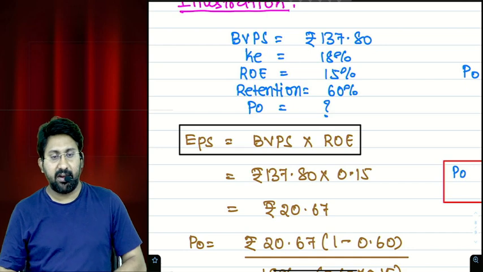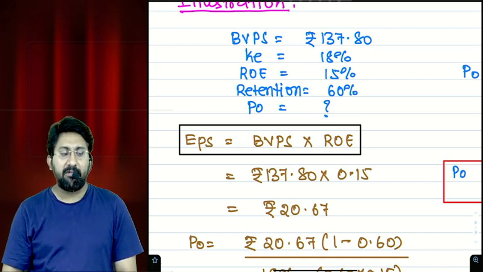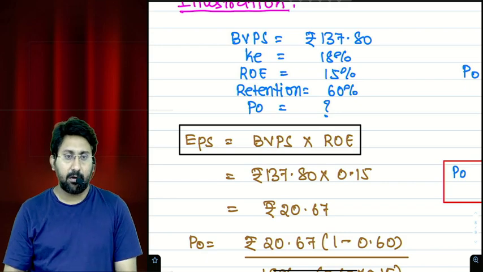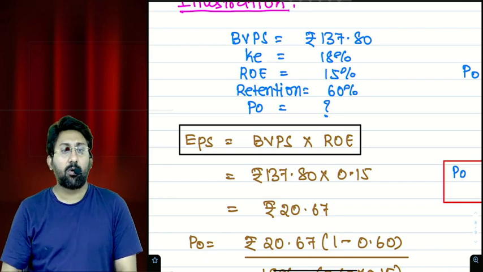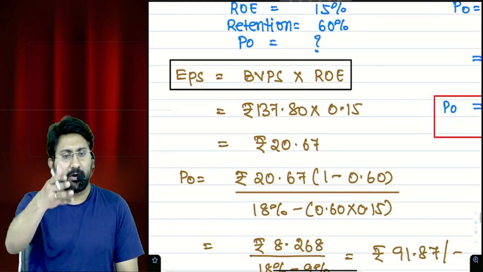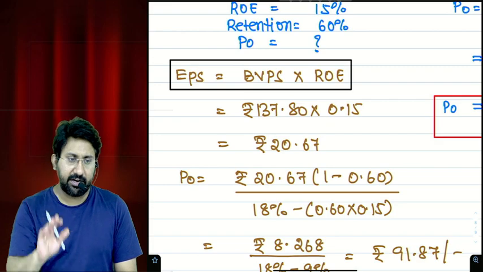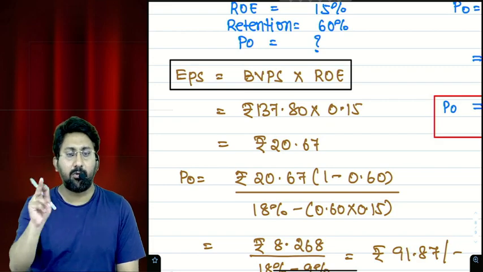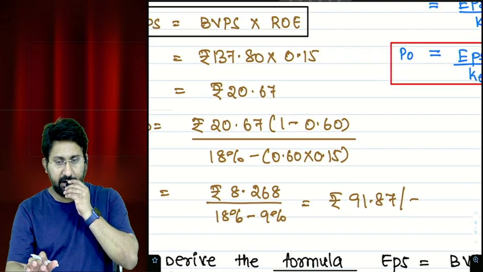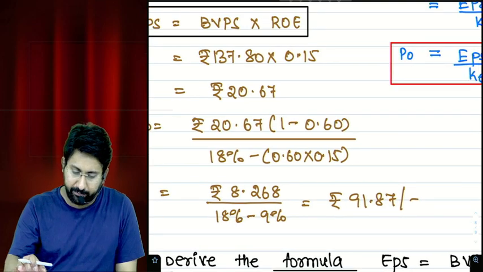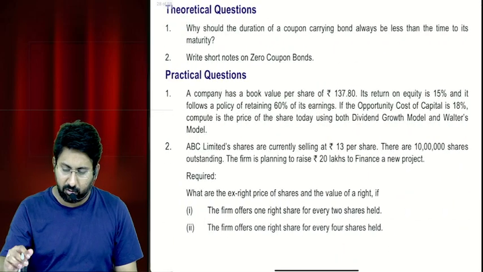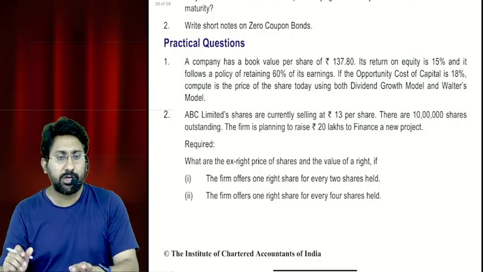Anyway, EPS equal to BVPS into ROE. BVPS is 137.8. Return on equity is 15%. So what is the EPS of the company? 20.67. Okay, 20.67 into 1 minus retention proportion divided by KE minus B into R. So the value came to 91.87. Now the answer is completed, whatever the question is asked in the exam or here. So, practical question number 1.